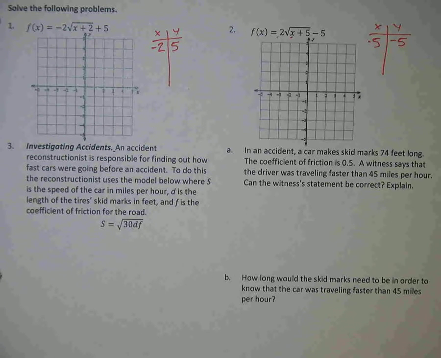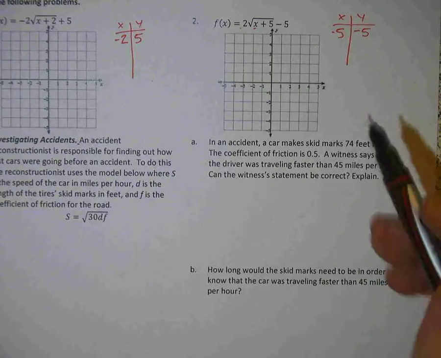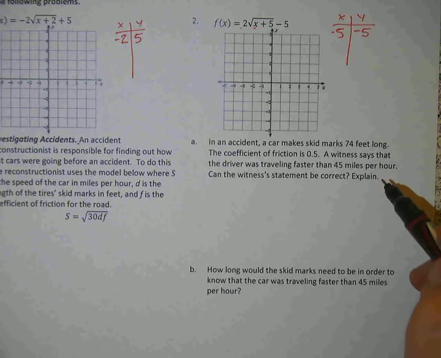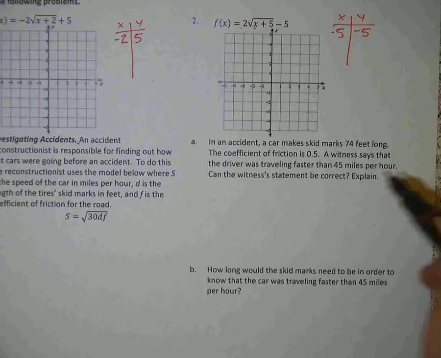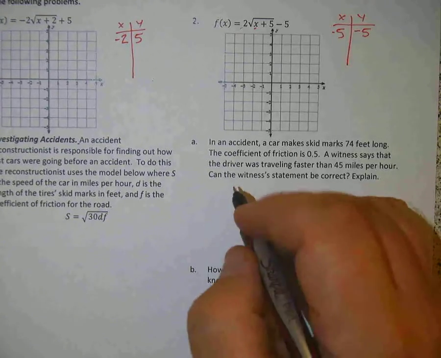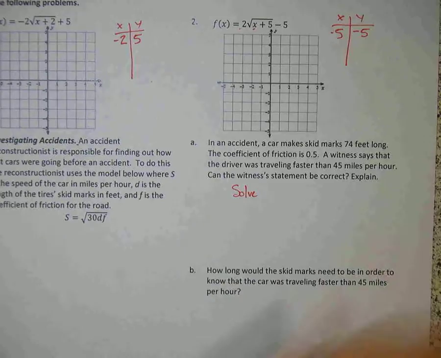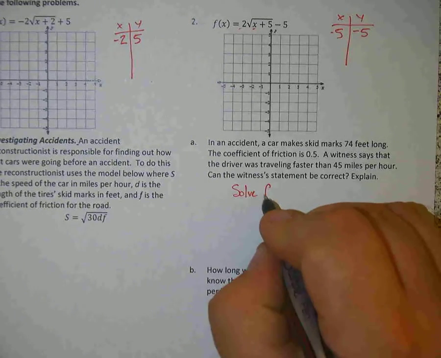So for part A here, it says, in an accident, a car makes skid marks 74 feet long. The coefficient of friction is 0.5, and the witness says that the car was driving faster than 45 miles per hour at the time of the accident. So can the witness's statement be correct? Explain. Really what I want you to do is solve for S.